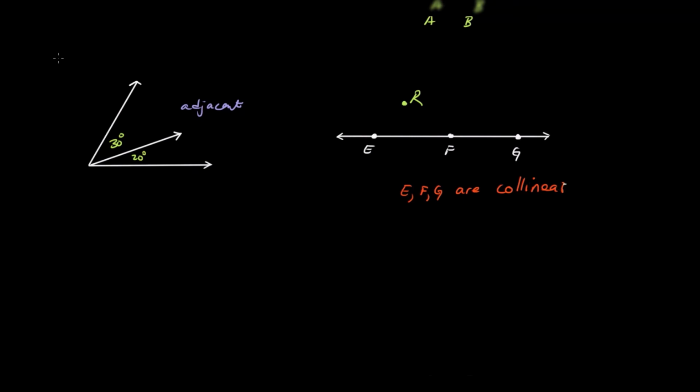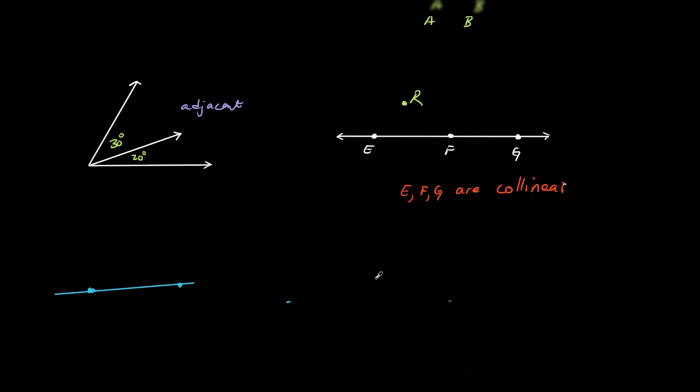Now points E, F, and R are not collinear because R is not on the same line. Now you have to understand any 2 points will be collinear. I have this point and this point, and I could just draw a line connecting those 2 points. Here it is. Let me try this again. There we go. So any 2 points are collinear.